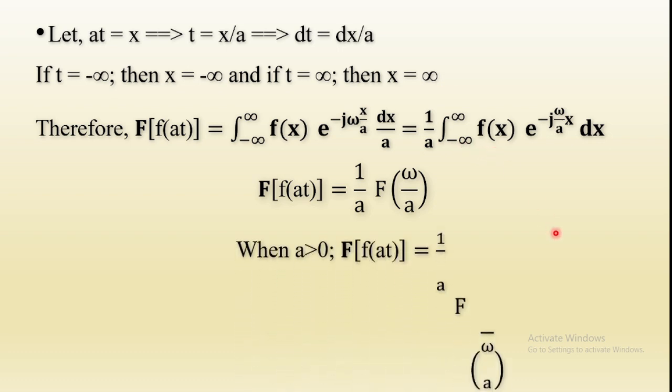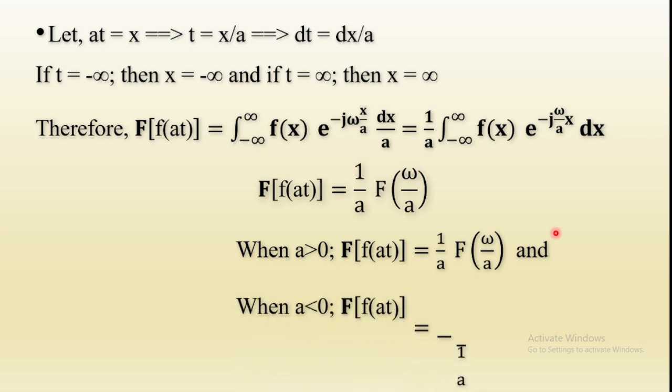So when a is greater than 0, the Fourier transform of f of a t is 1 by a into F of omega by a, and when a is less than 0, the Fourier transform of f of a t is minus 1 by a into F of omega by a. And what is the time scaling property? The Fourier transform of f of a t is equal to 1 by magnitude of a into F of omega by a. Magnitude means plus or minus, that is, a greater than 0 has positive values and a less than 0 has negative values. So this is the time scaling property of the Fourier transform.